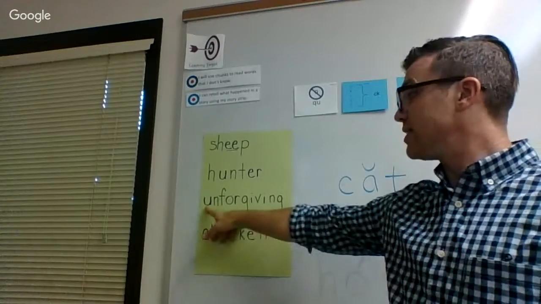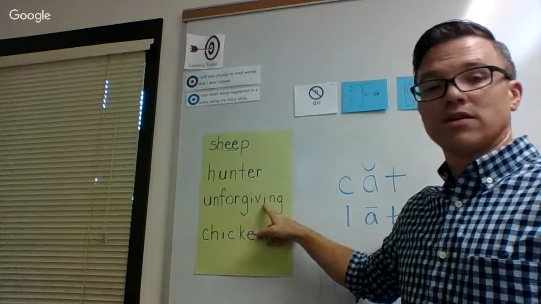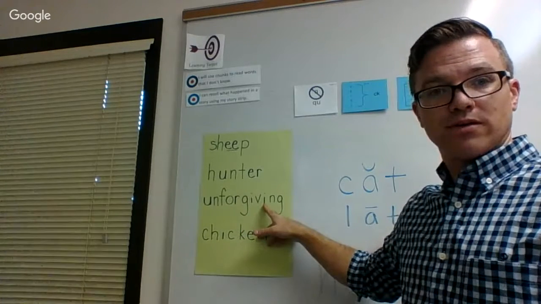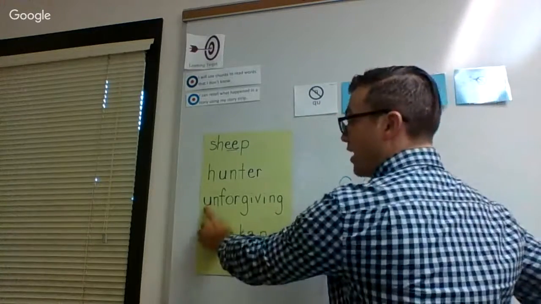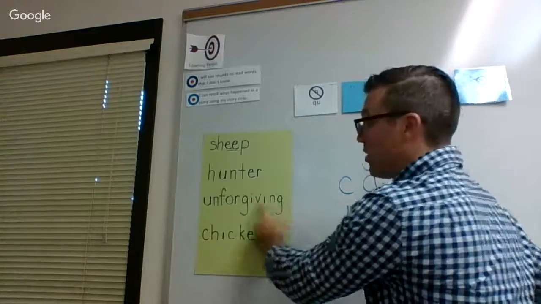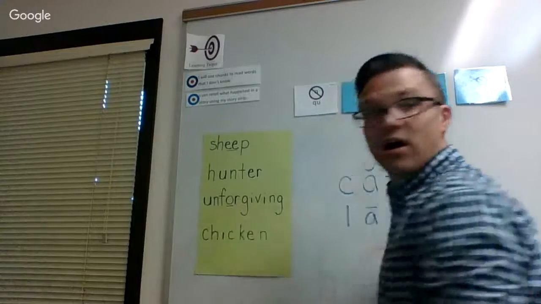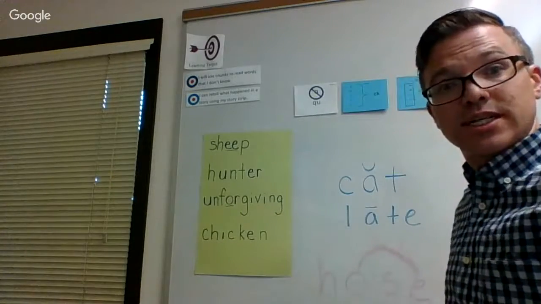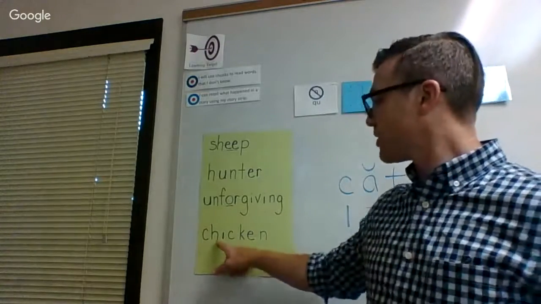So can you see these colored vowels? How many syllables are in that word? You should have said 4. Look. Un, for, give, ing. 1, 2, 3, 4. And look, that OR is an R-controlled vowel, because the R is trying to control the O and make that sound. Okay?